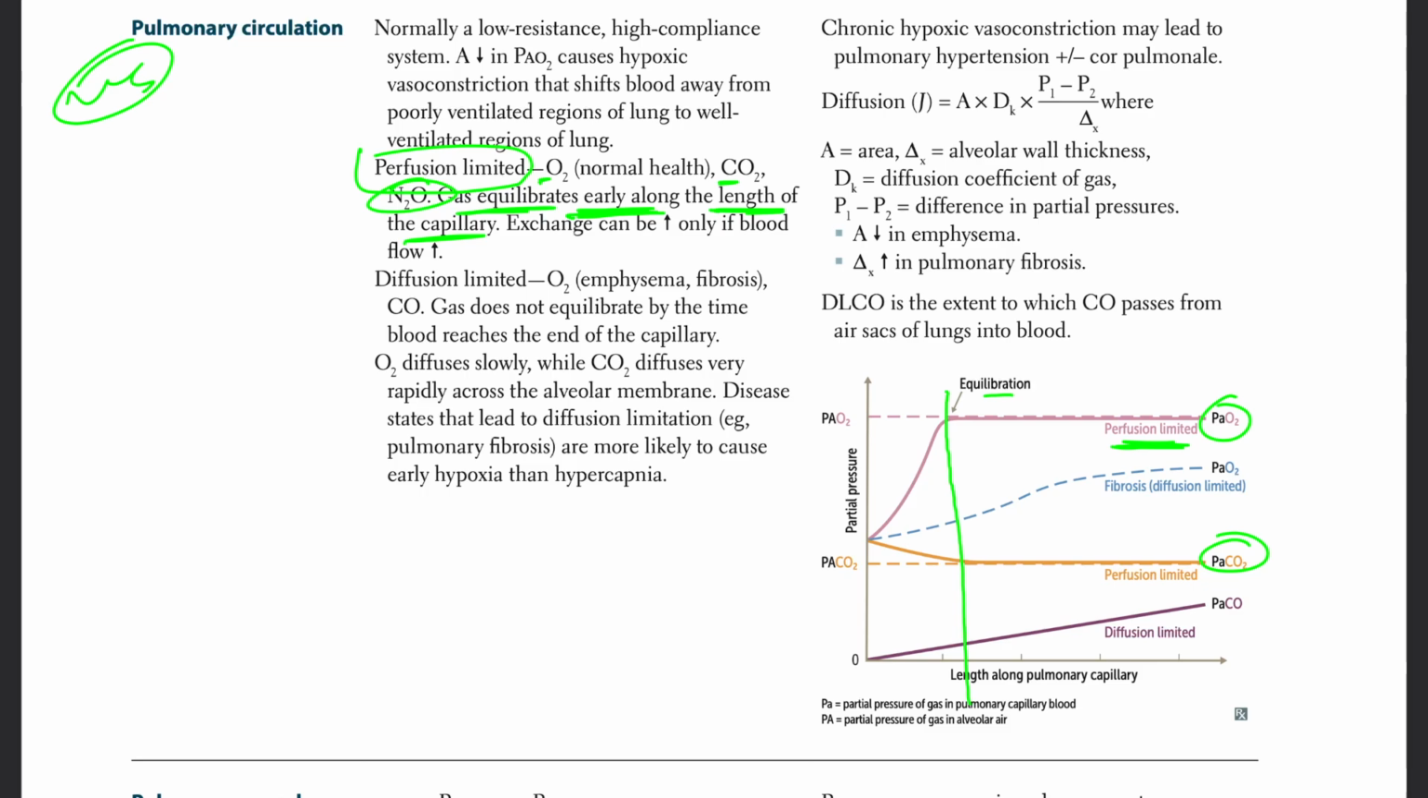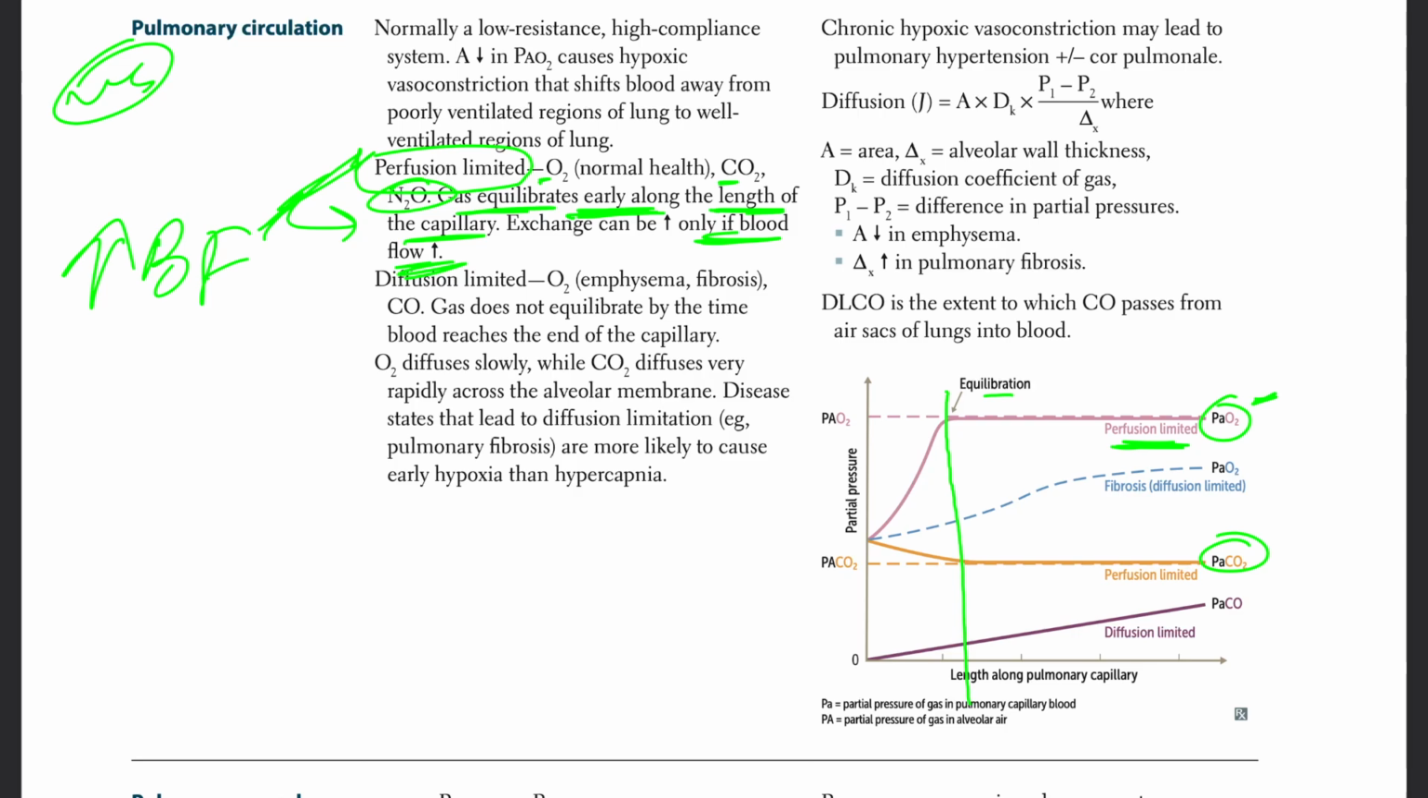So how would you increase the exchange? Because right away it reached that 100% mark, and you can't go beyond that. The only way to increase exchange is to increase the blood flow. So in perfusion limited, the gases equilibrate early, and the partial pressure of the gas in the arterial blood becomes equal to the partial pressure of the alveolar air. In order to increase it, you have to increase the blood flow.